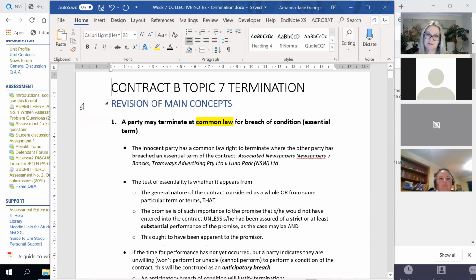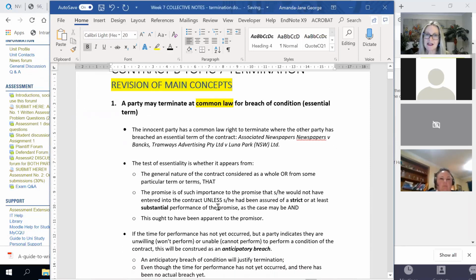First thing to remember, a party can terminate at common law for breach of condition. Okay, so that magical thing called a condition, if the other party does not jump over that hurdle, then you may leave the race. That is, you may say, that's it, we're going no further.